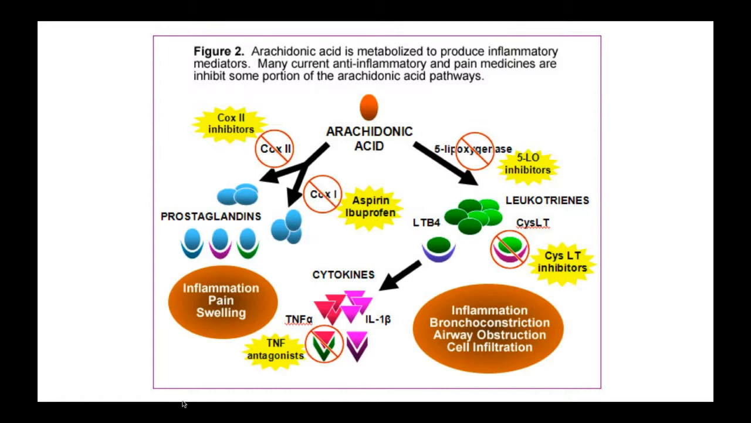But what happens if you take too much aspirin? Can't you get an ulcer? Yes, you can get an ulcer. Why is that? Well, prostaglandins have normal function. They produce mucus in the stomach. Mucus in the stomach protects the stomach from digesting itself.